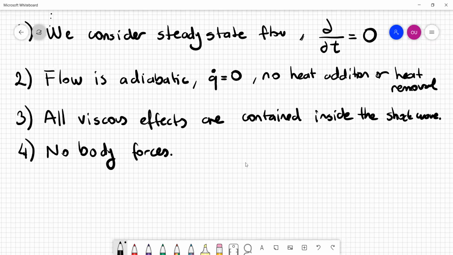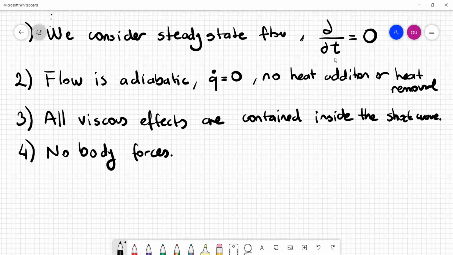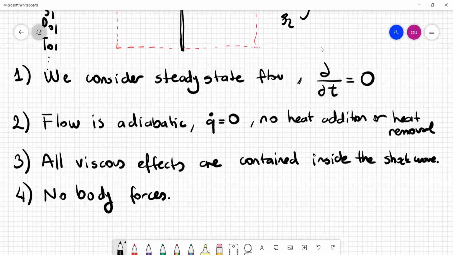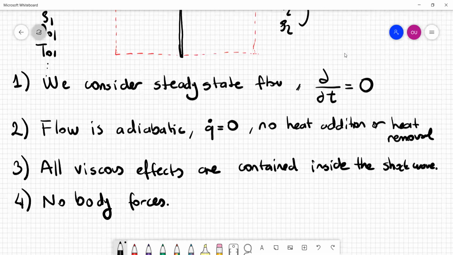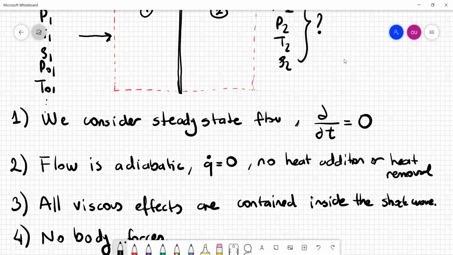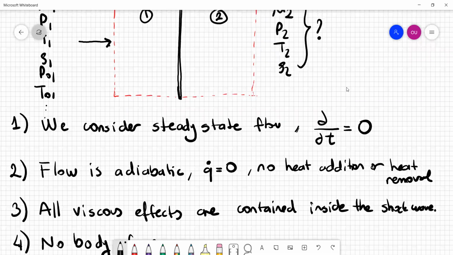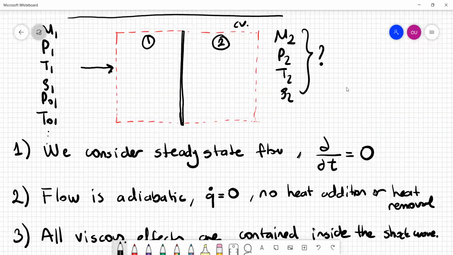Good. So under these conditions, which are quite realistic for a shock wave sitting in a supersonic stream, we will now start working out the equations: the continuity equation, mass conservation, then momentum conservation and energy conservation, and see how we can make use of those equations to come up with some relations to estimate the flow state at 2 after the shock wave.